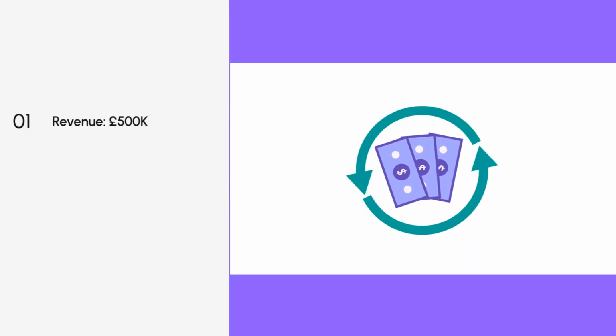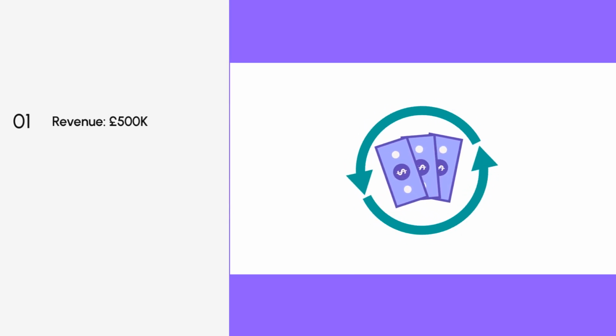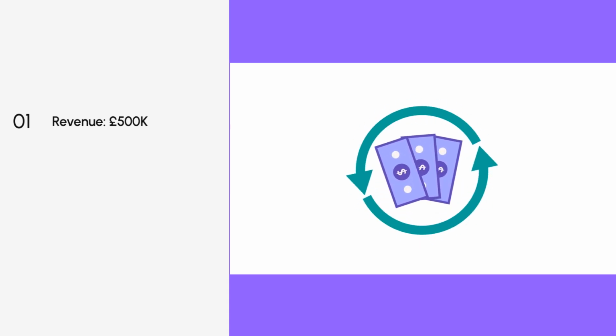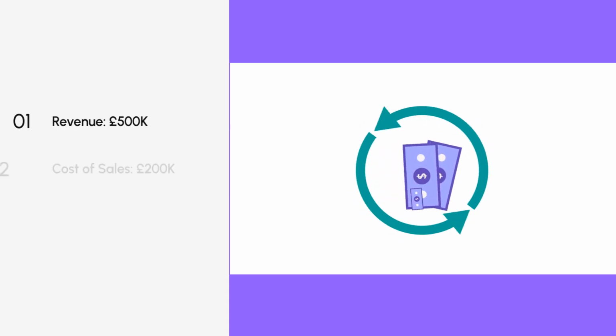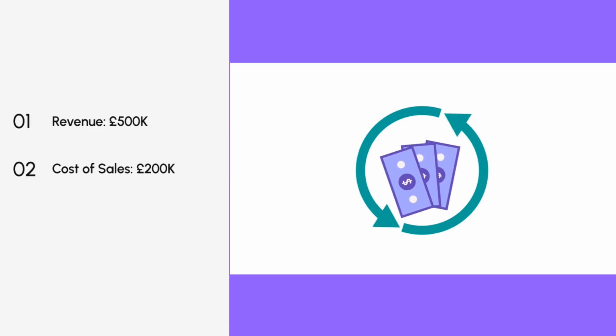For this example, let's assume the following figures for the fiscal year. Revenue is £500,000 from various marketing services, including digital marketing, branding, and consultancy. Cost of sales is £200,000, which includes the cost of outsourced services, software subscriptions, and direct labor.